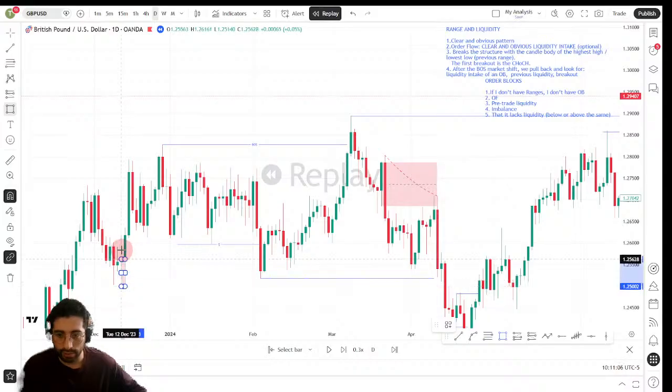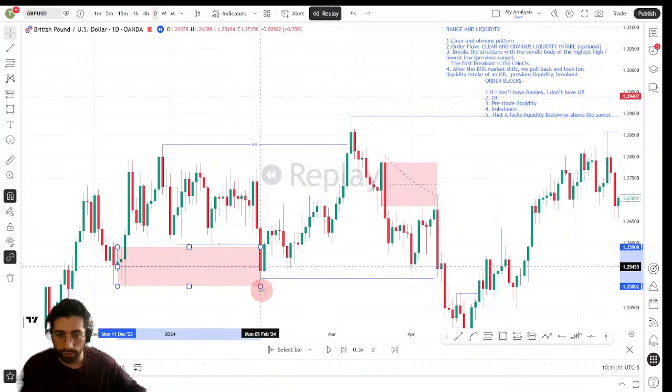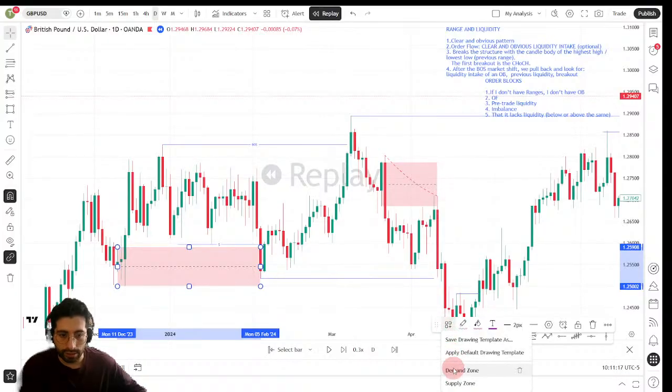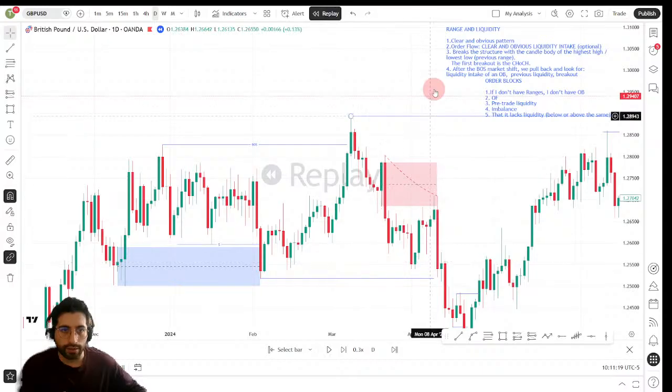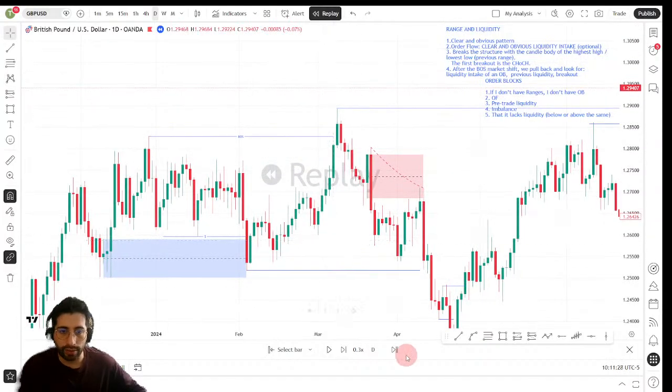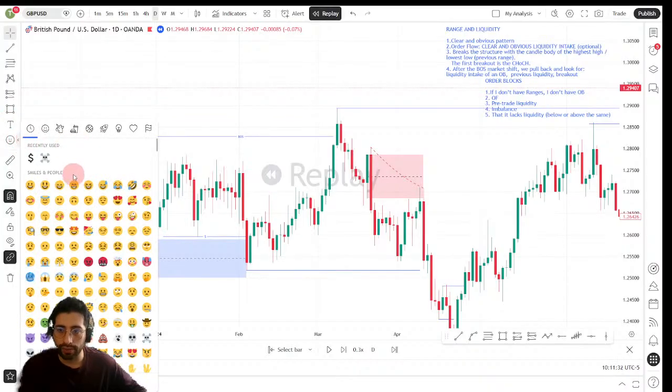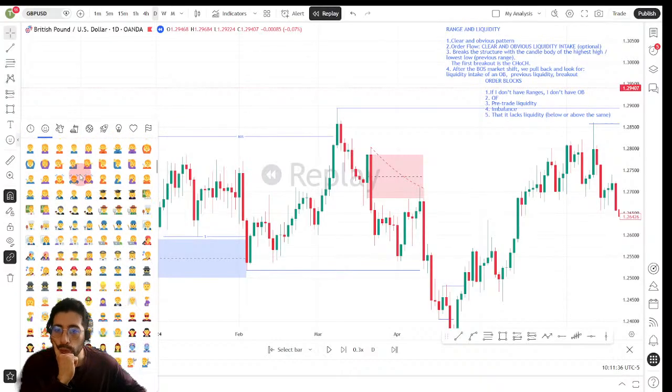Well, this one is much better. Boom. Nice reaction, right? All right. So it accomplished it. And then it breaks the structure with a candle body, yes, so the high gets taken. After the break, we have done the exercise, so we can confirm that this is very clear and good, right? So we'll find that this is a good example of an order block.